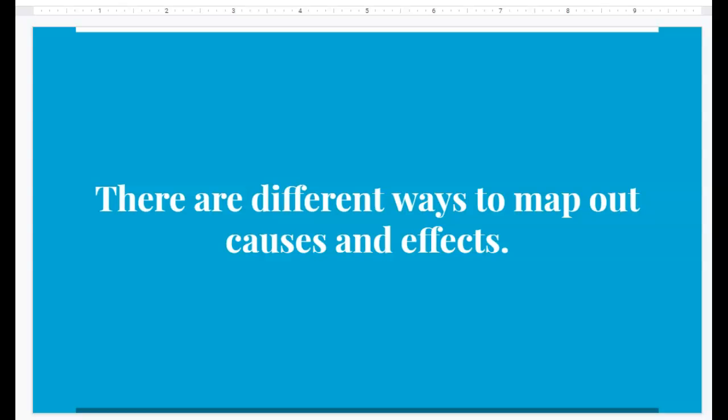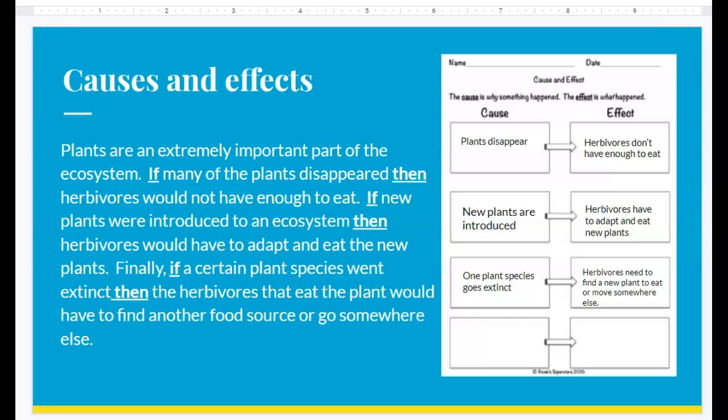So there are different ways that we can map out causes and effects. When we think of cause and effect, we want to try and make a mind map. And there are some different ways that we can think about it. The first way is to simply have causes and effects. We have a cause over here and it creates an effect. Something happens and something happens because of it. Cause and effect. So let's see how this works.